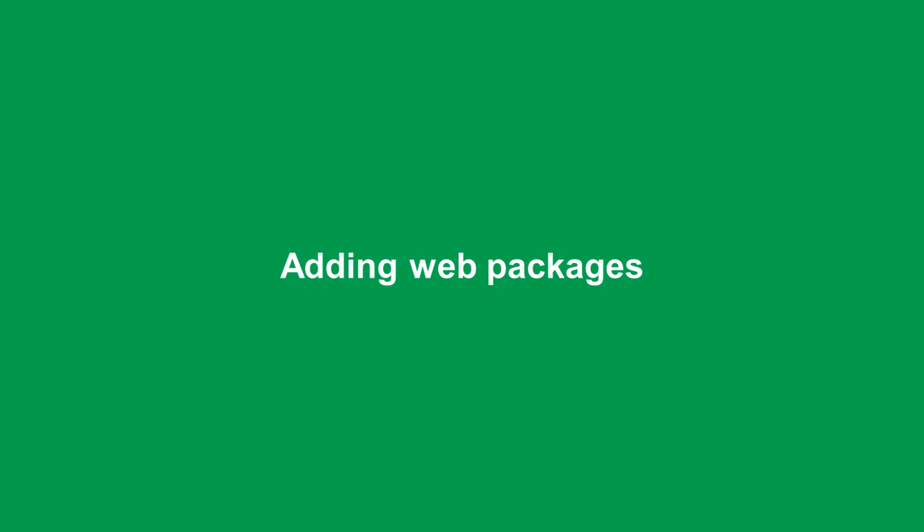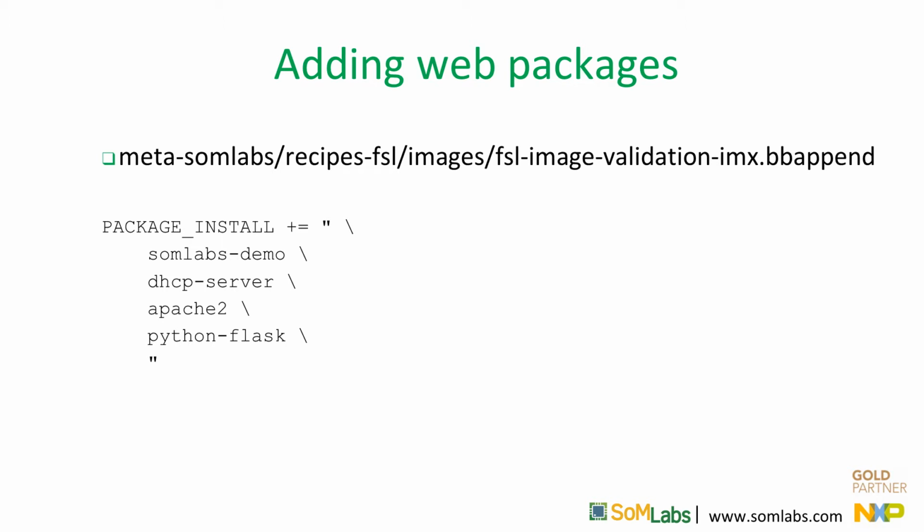To be able to run the web application, we must have a server installed. We will use the popular Apache 2 and install the Python Flask package together with it. The last package that we will add is the DHCP server, because we will configure our device as a server that after connecting to the computer will give it an IP address and allow access via both USB and regular Ethernet network. These packages are added to the package install list in the file meta-somlabs recipes FSL images FSL image validation I.MX8M append, just like on the slide.